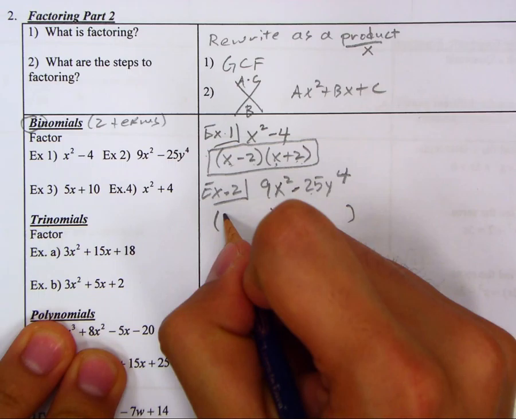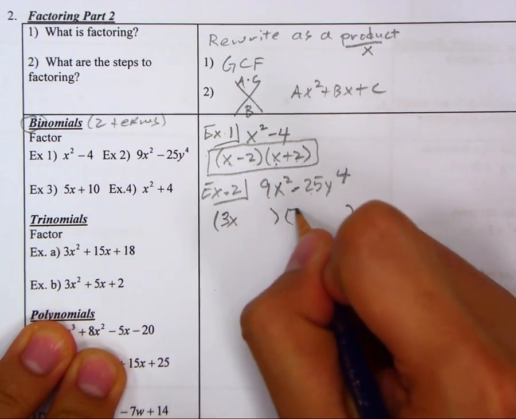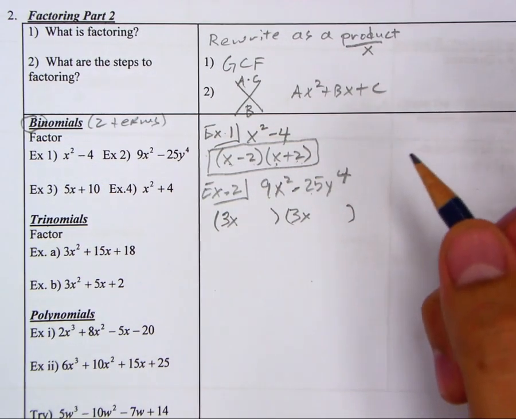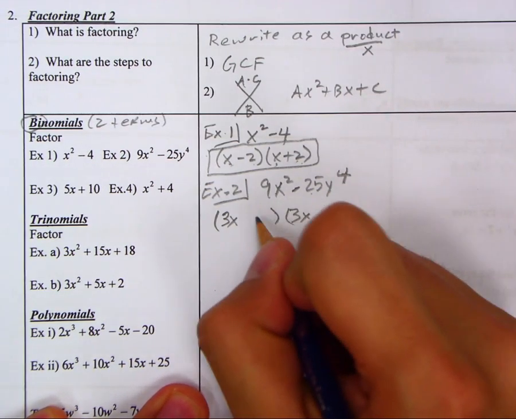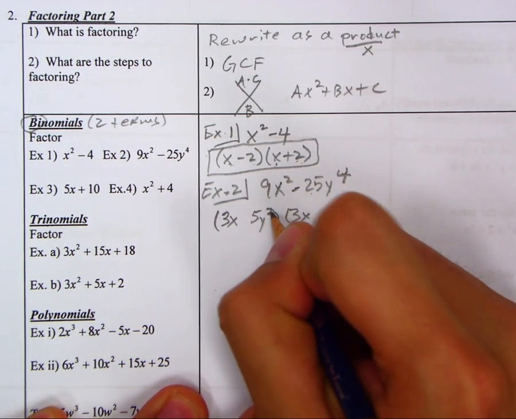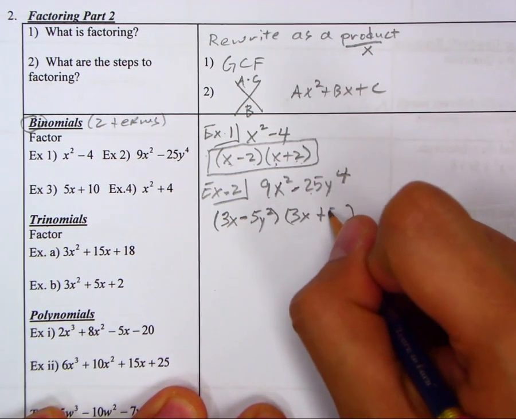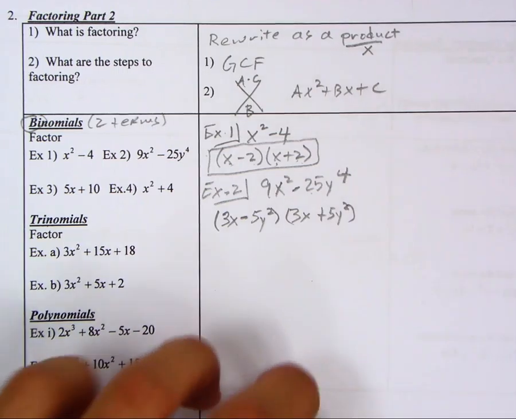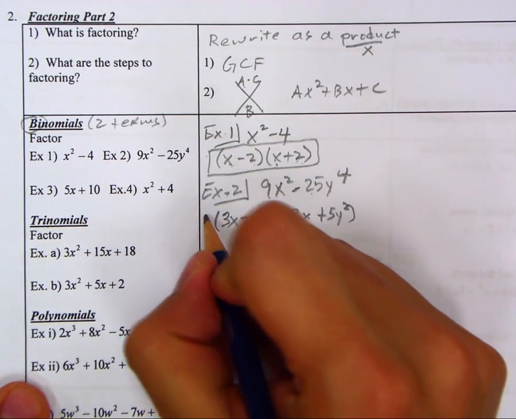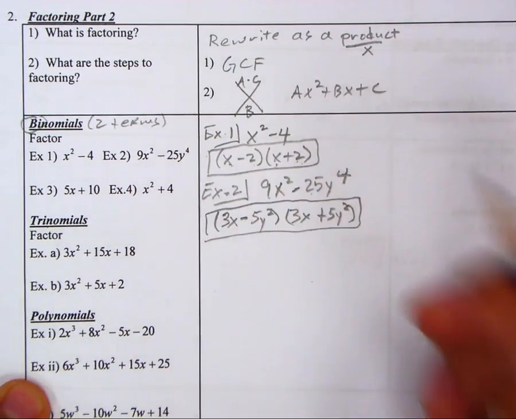The square root of 9 is 3. So I'm going to write 3x and 3x because 3x times 3x is 9x squared. The square root of 25 is 5. So I'm going to write 5y squared. I'm going to put a minus here. Now negative 5 times positive 5y squared will give you 25y to the 4th. And that's your answer.